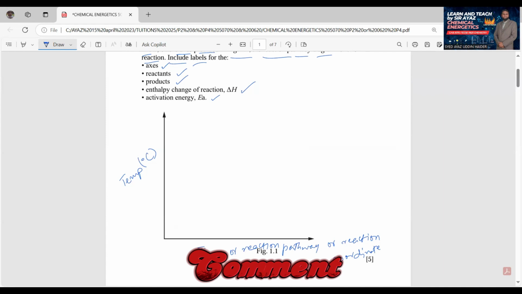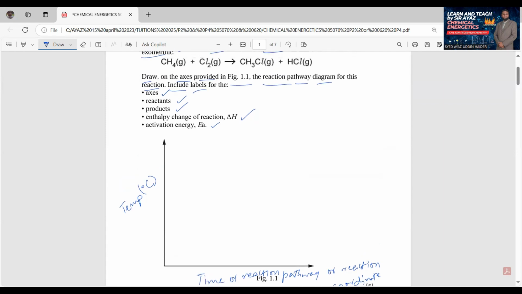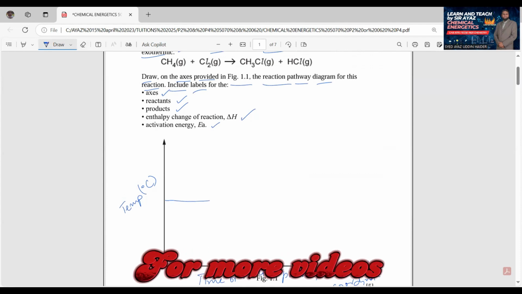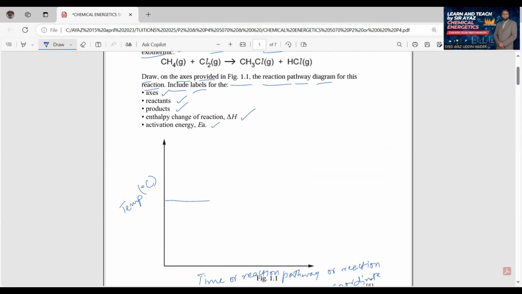What reactants are you having? It's the reaction between CH4 and Cl2. The products are CH3Cl plus HCl. So this line will be of reactants. Straight line for reactants. And the reaction is exothermic. They have already mentioned in the question. So the product must be at the low energy state. So this line is of product.